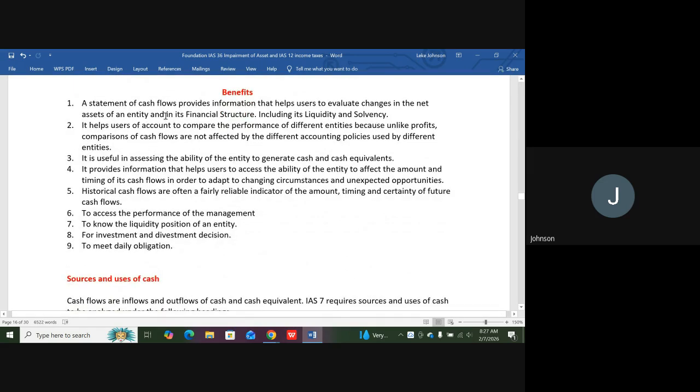A statement of cash flows provides information that helps users to evaluate changes in the net asset of an entity and in its financial structure, including its liquidity and solvency. When you're talking about liquidity, you're talking about the ability of somebody to stay liquid. Like, you have enough money to pay expenses as they arise. It's not like you are having a financial crisis, right?